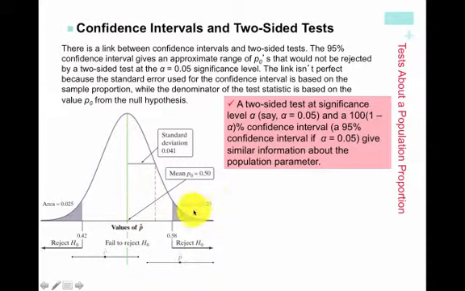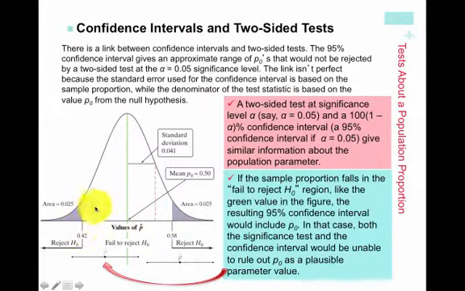So here's a picture of a two-sided test. A two-sided test at a significance level of, for instance, 0.05 and a 95% confidence interval, notice adding up to 100%, gives similar information about the population's parameter. If the sample proportion falls in the fail to reject region, this part in here, the resulting 95% confidence interval would include the null value. In that case, both the significance test and the confidence interval would be unable to rule out that null proportion as a plausible parameter value.